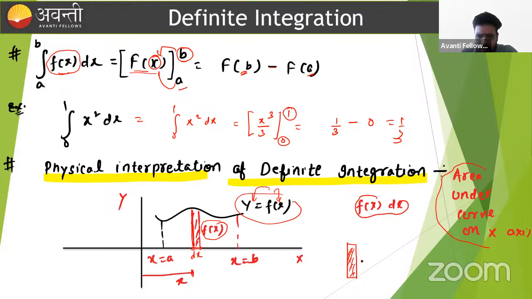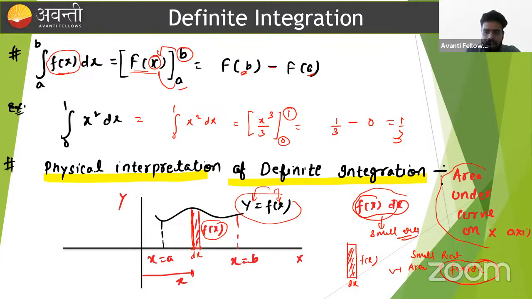And what is the length of this rectangular strip? Dx. What is the width? Dx. What is the area of this small rectangular strip? For a small rectangular strip, the area is length into width. Oh my god, such a big surprise. This f(x) dx is nothing but the small area of the strip.